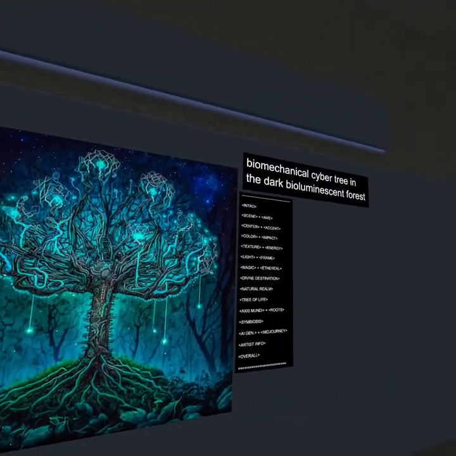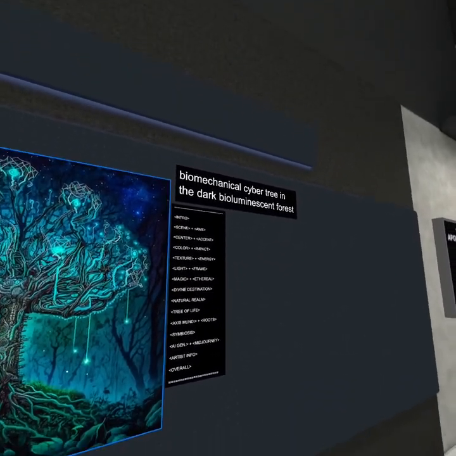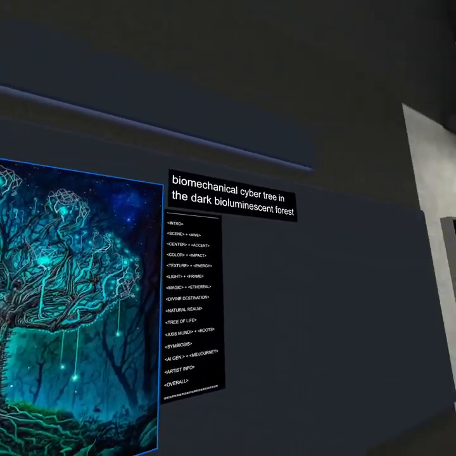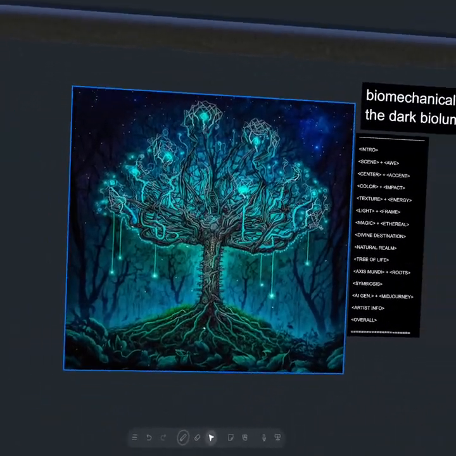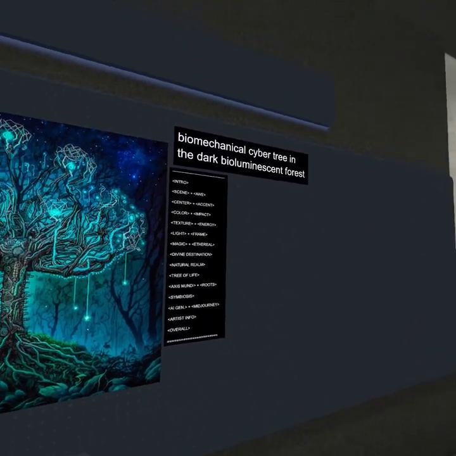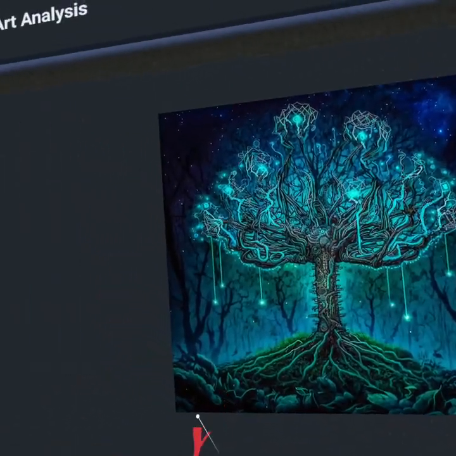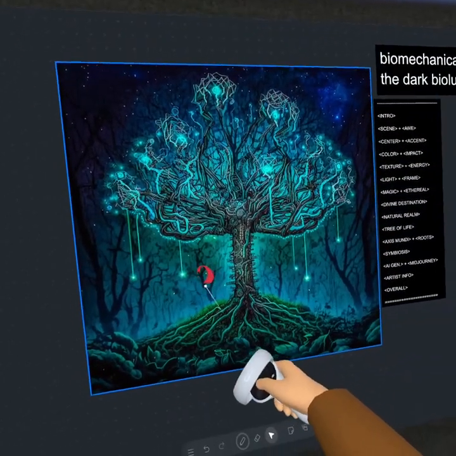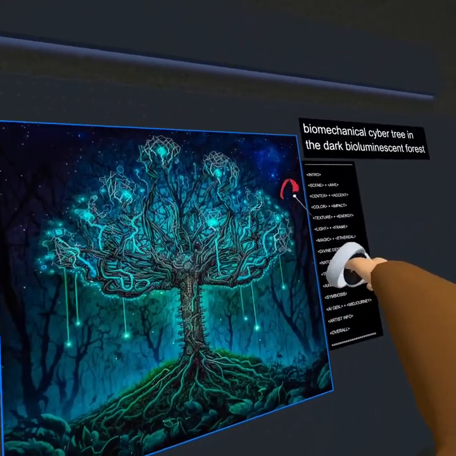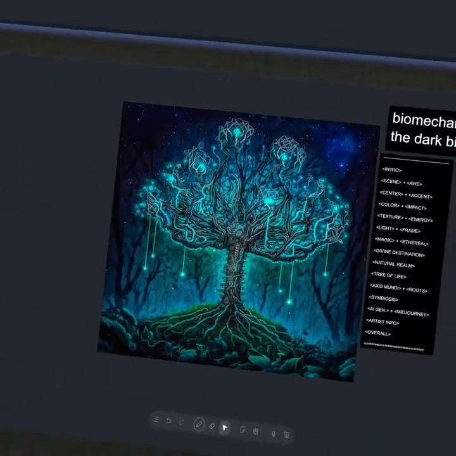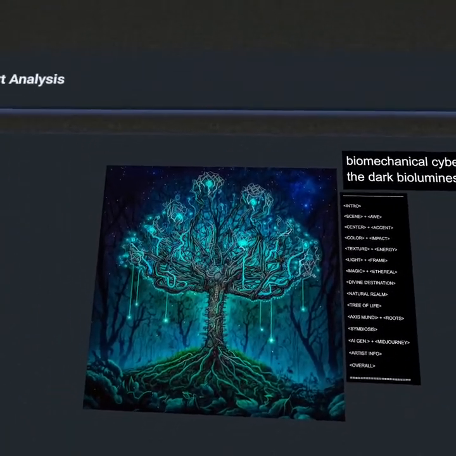So: biomechanical cyber tree in the dark bioluminescent forest. We love that biomechanical cyber tree. We certainly see that here. And then the surroundings, a dark, bioluminescent forest. We certainly see that as well. A bit of bioluminescence, like fireflies or maybe some stars there as well. Definitely stars around here, but when you look around here, it's likely some fireflies, that kind of bioluminescence. So we absolutely love to see that here, and really nice insights on the prompt there.